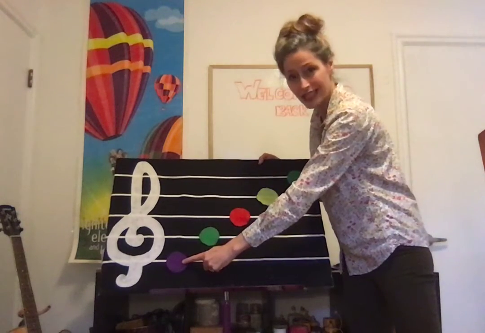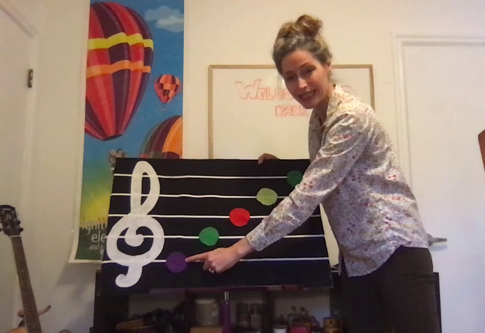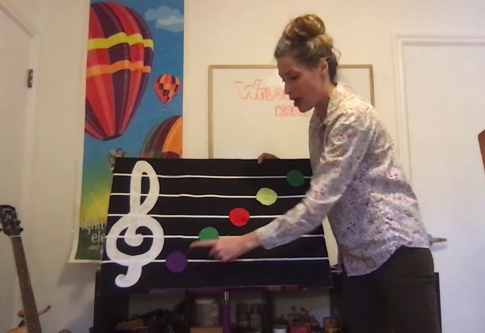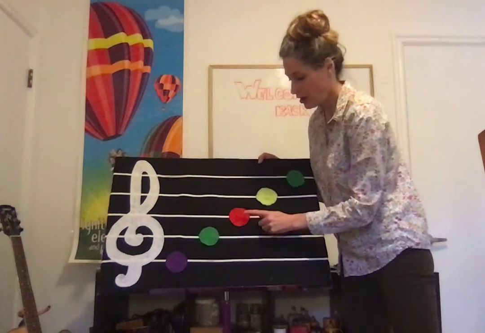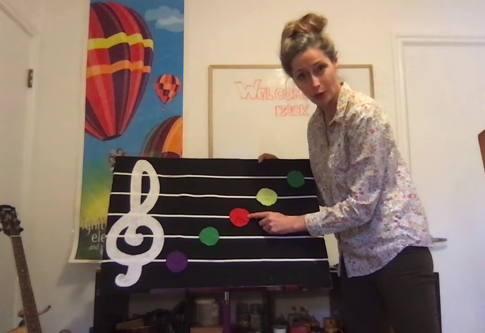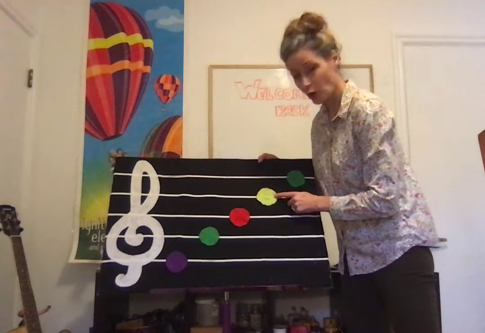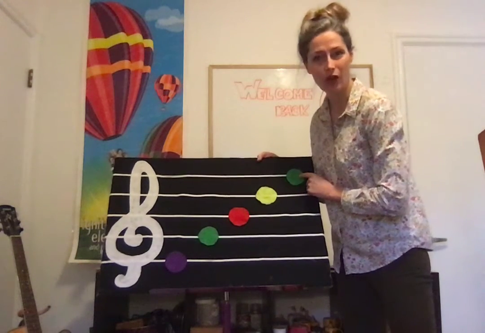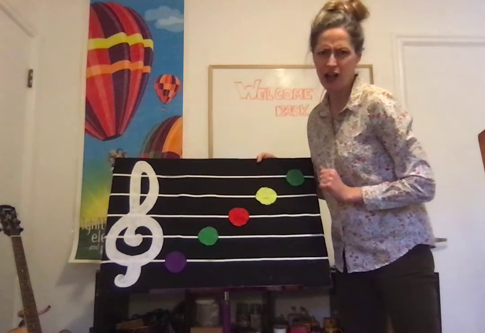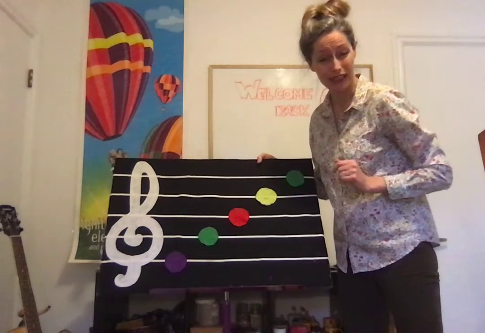So on the first line, we have this note. It's called an E. On the second line, we call that note G. On the third line, we call that note B. On the fourth line, we call that note D. And on the fifth line, we call it F. Hard to remember, right? So I'm going to give you a little saying.